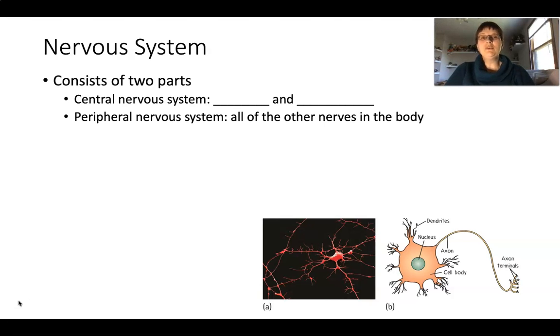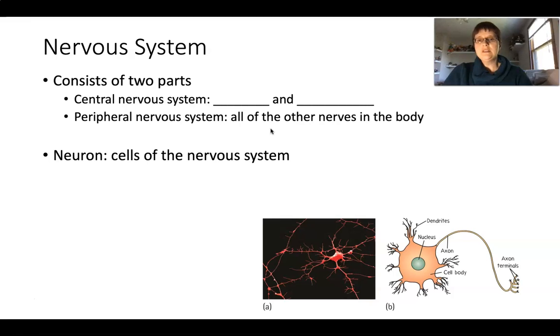And then you've got the peripheral nervous system. So the peripheral nervous system is all the other nerves in the body. The peripheral nervous system is connected to the central nervous system. So, for example, you've got nerves that run down your hand, up your arm, your shoulder, and then connect into your spinal cord at your vertebrae. So your central nervous system and your peripheral nervous system are tied together. So again, central nervous system, brain and spinal cord, and then peripheral nervous system are all the other nerves in the body.